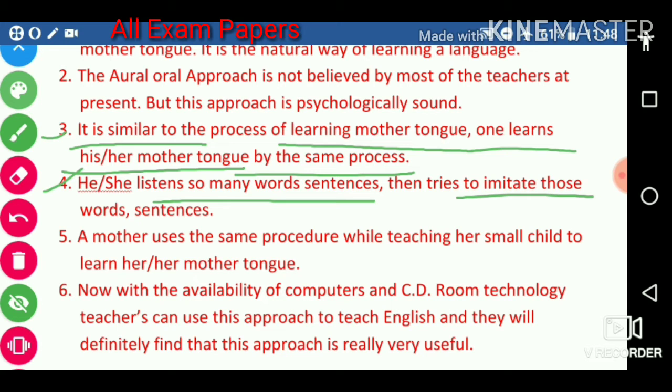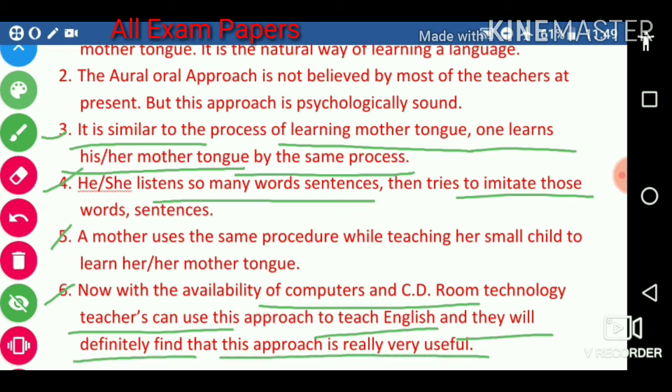Next, a mother uses the same procedure while teaching her small child to learn her mother tongue. Next, now with the availability of computers and CD-ROM technology, teachers can use this approach to teach English, and they will definitely find that this approach is really very useful.